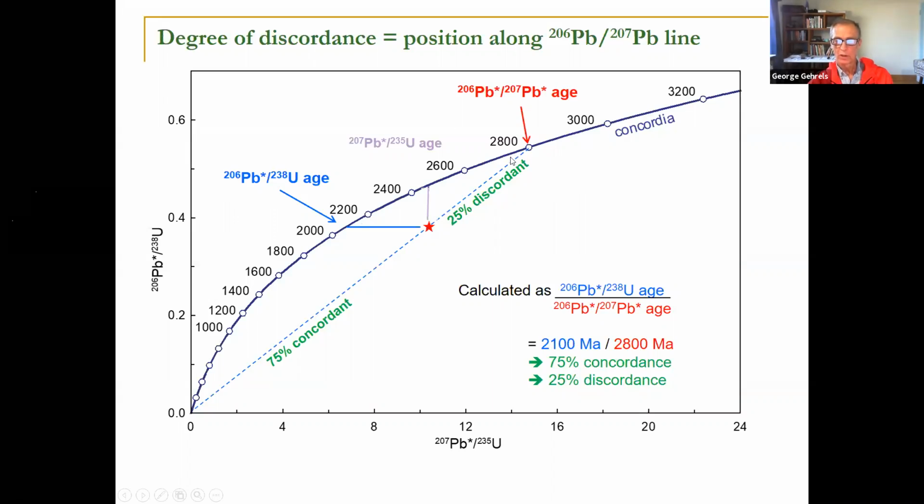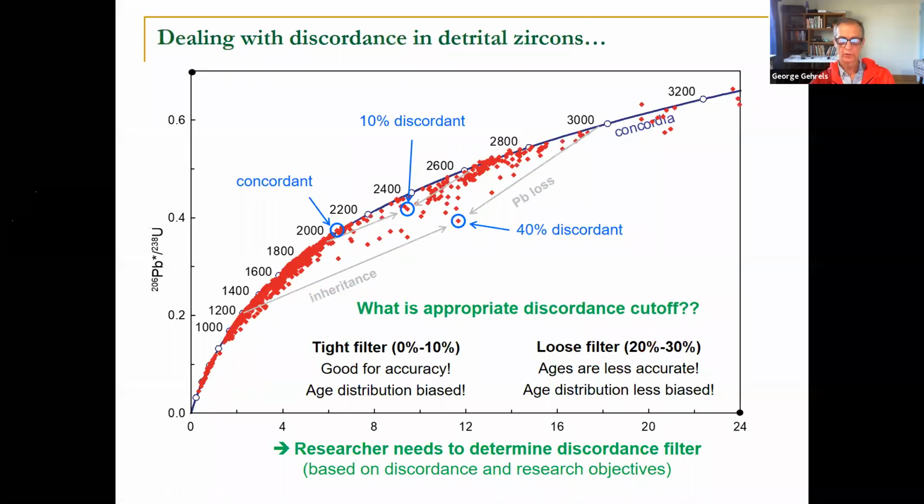The ratio of those two just gives you the percent. This point would be 25% discordant or 75% concordant. So that's pretty far off of Concordia. You probably wouldn't want to use one that's 25% discordant. Well, so what kind of a cutoff are you going to use? Are you going to say, I'm only going to take analyses that are less than 10% discordant, or 5%? What is the cutoff that you're going to use?